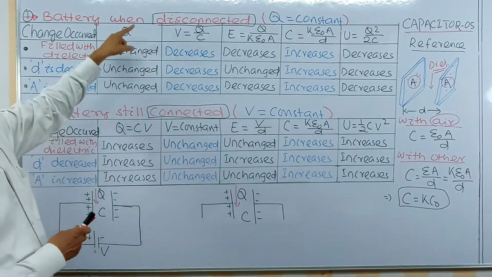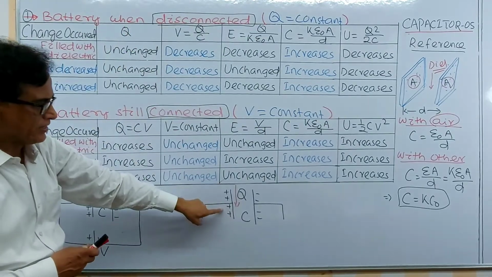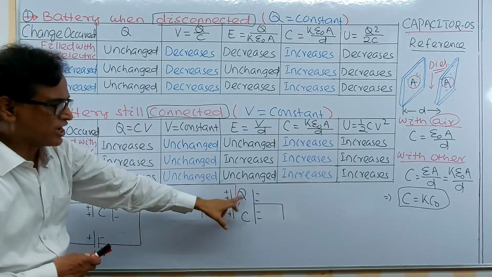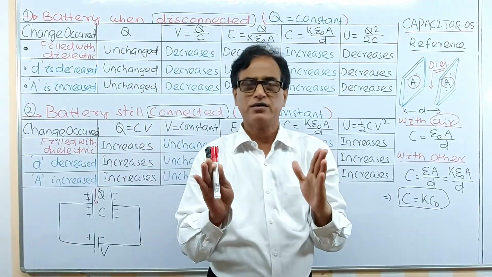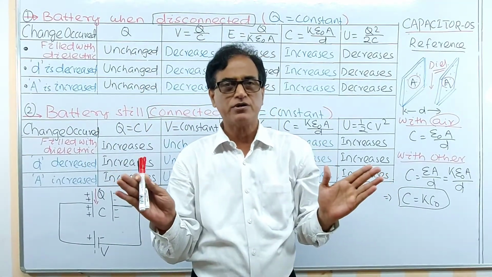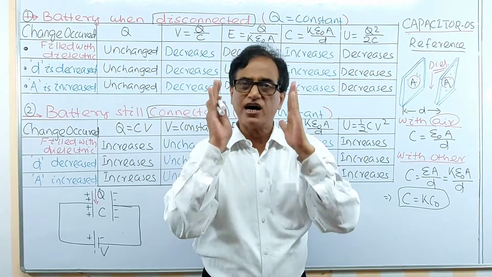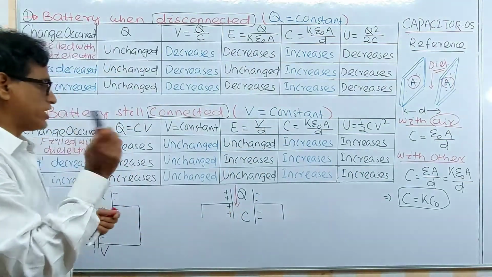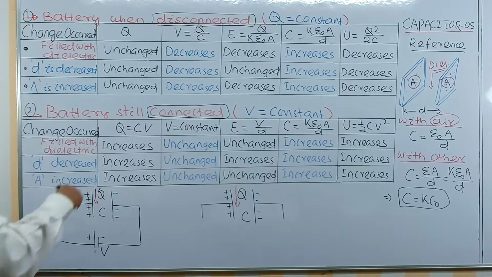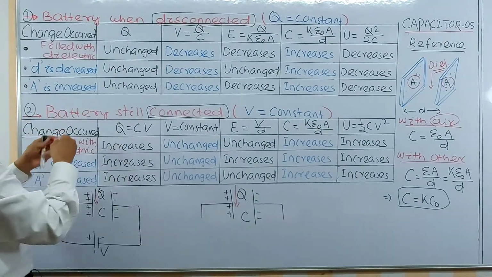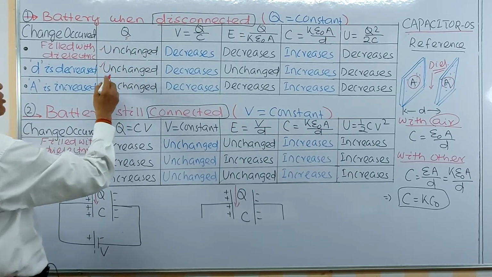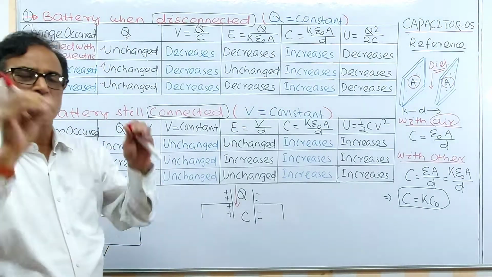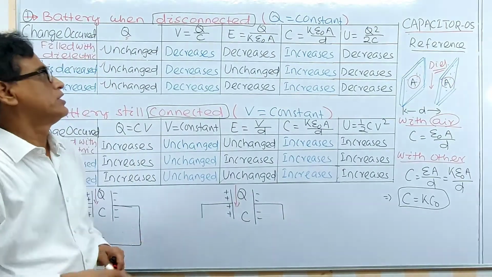First, when the battery is disconnected after charging, the charge remains constant because there is an insulator between the plates of the capacitor that can never be disturbed. So that means charge remains constant. Since charge remains constant, you can see here the charge is unchanged, that will never change, whatever change may occur.